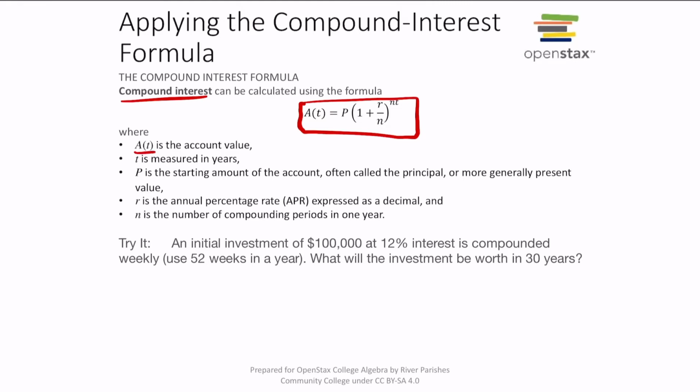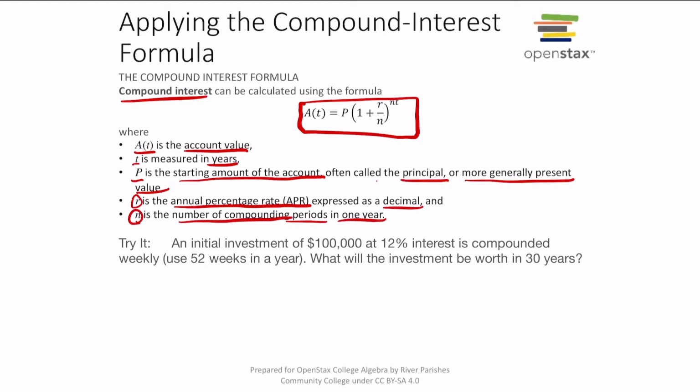A(t) here is the account value, t here is the time measured in years, and P here is the starting amount that you're putting into the bank or any other account or a loan. Often it's called the principal amount, or more generally the present value. And r here is the annual percentage rate as a decimal, and n here represents the number of compounding periods in 1 year. So let's do a problem so that we can understand this better.